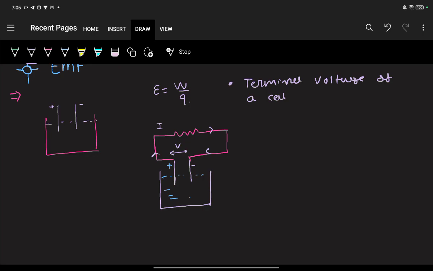Alright? So terminal voltage, we can represent this way. This is our external resistance and this is our battery. So the potential difference between the two ends of this cell is basically our terminal voltage. Understood?